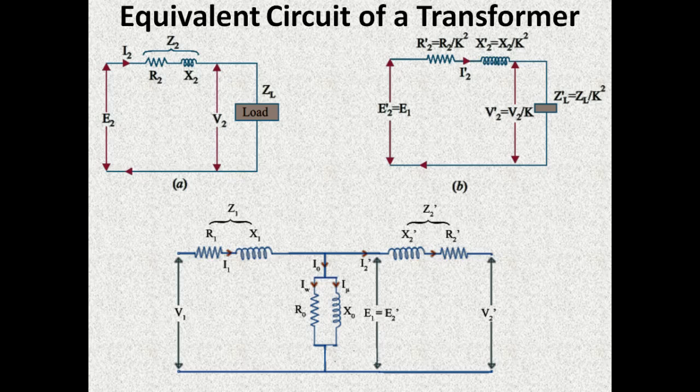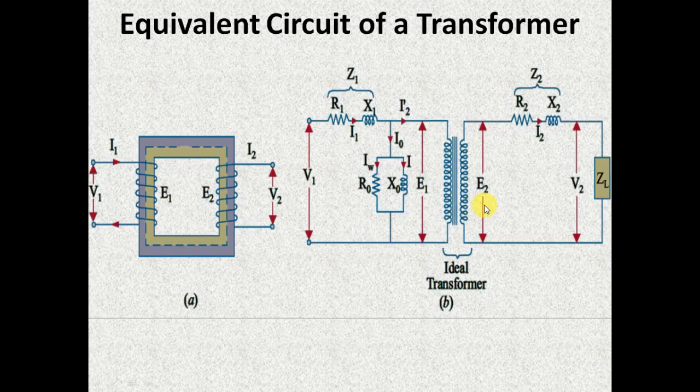The secondary circuit which we have seen in the last slide alone is shown here, and its equivalent primary values are shown in this circuit. That is, when we are transferring this R2 to primary, it becomes R2 dash. It can be obtained by dividing R2 with K square. Similarly, when we are transferring this X2 to primary side, it becomes X2 dash. It can be obtained by dividing X2 with K square.